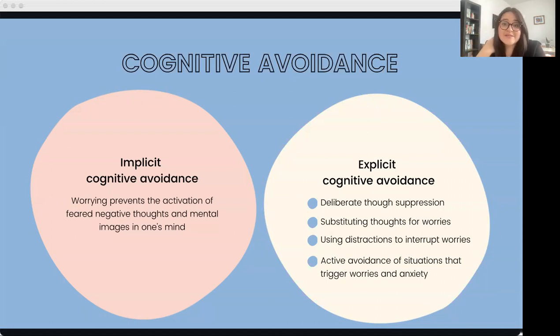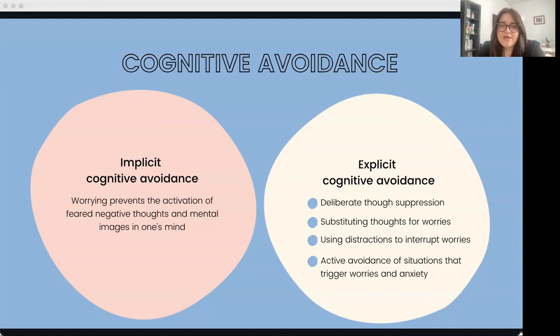We also have explicit cognitive avoidance, which refers to effortful and active strategies, such as deliberate thought suppression, the substitution of neutral or positive thoughts for worries, using distractions to interrupt that worrying cycle, or even actively avoiding situations or events that may trigger worries or anxiety.